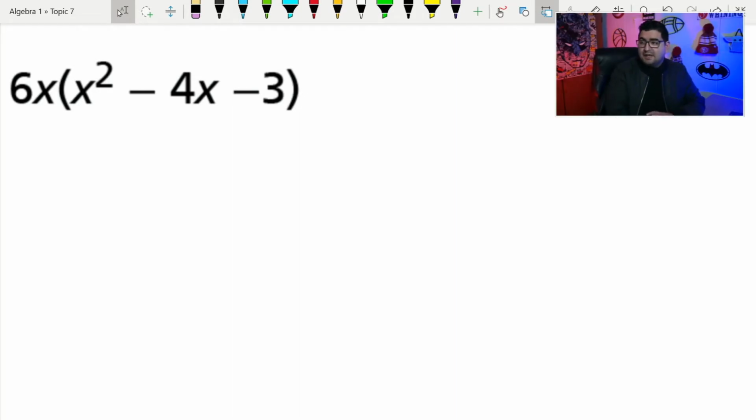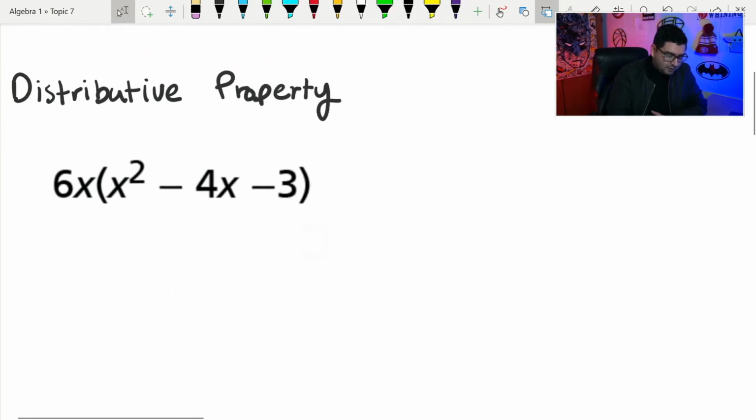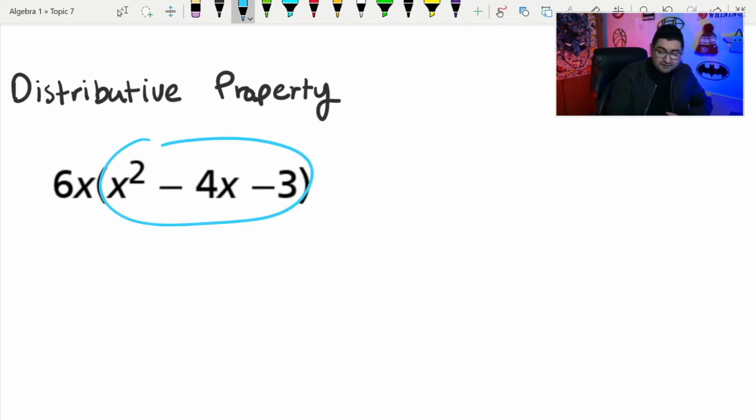Here we have a monomial on the outside, and we have a trinomial in parentheses. So the monomial is 6x. Remember, that just means it has one term. And a trinomial, tri meaning three terms, three things being added or subtracted. So in the parentheses, we have x squared minus 4x minus 3. And as mentioned slightly before, we are going to be using what's called the distributive property, okay? And here's what the distributive property states. The distributive property states that whatever's on the outside of these parentheses, I have to multiply that by everything that's inside the parentheses.